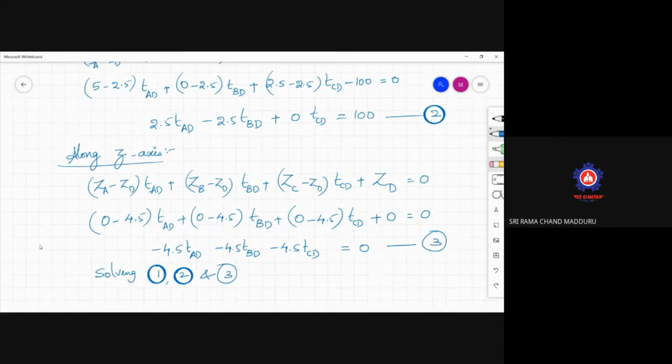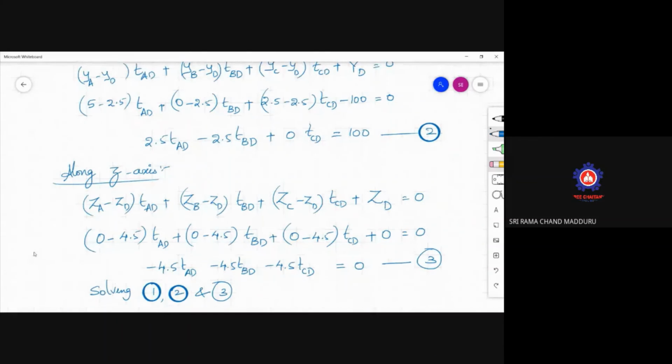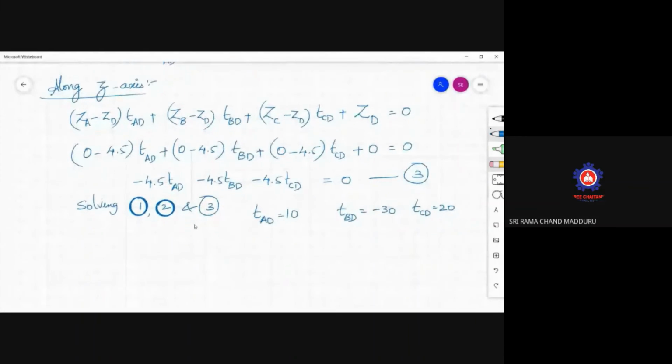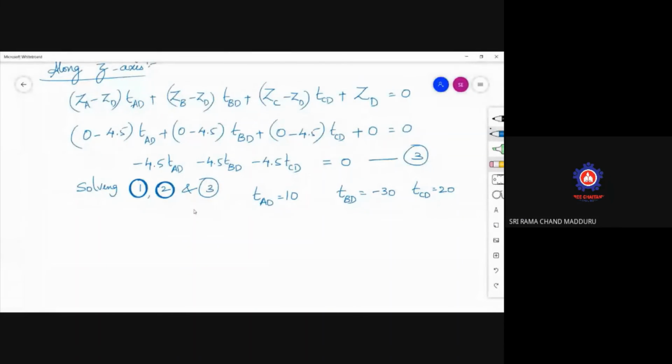Using your calculator, you can solve the 3 equations and tell me the values of the coefficients. Coefficients are nothing but TAD, TBD, TCD. So you got these TAD, TBD, TCD values. Calculate the length of the members.